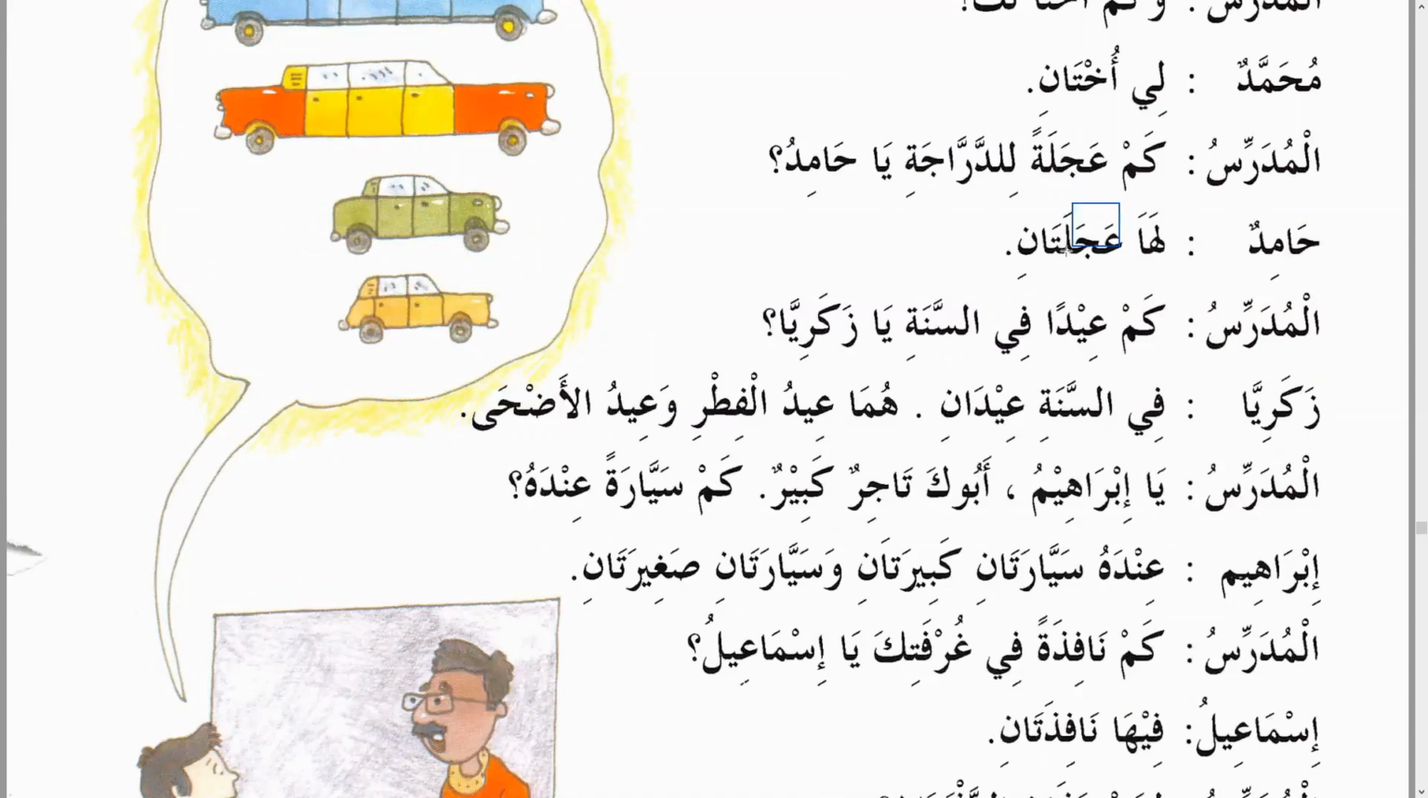Laha ajalatani. Whenever we are joining ani, the closed ta becomes open, like ajalatani. Why are you saying laha? Because daraja is feminine. Instead of saying lahu, we'll say laha. It has two tires, right?